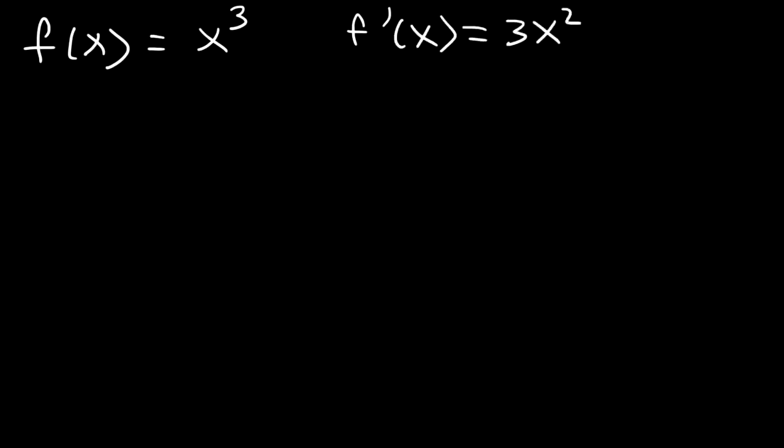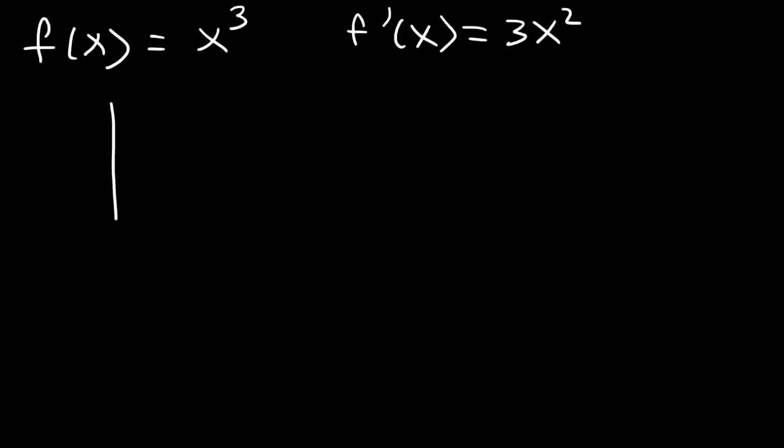Now let's say f of x is equal to x cubed. Using the power rule, what's f prime of x? We know that f prime of x is 3x squared. Now let's talk about what the derivative means. We said that the derivative is a function that tells us the slope of the tangent line. So as we can see, we have a function and it's based on x. So the slope of the tangent line will change for different values of x.